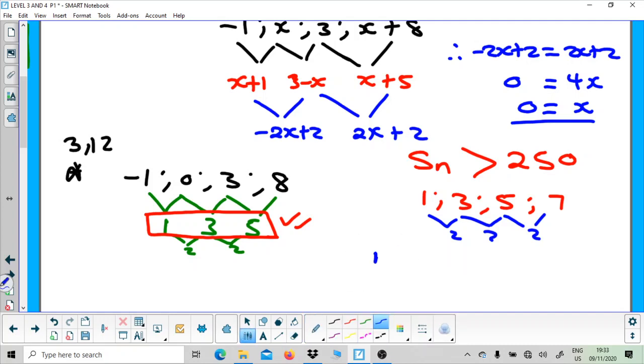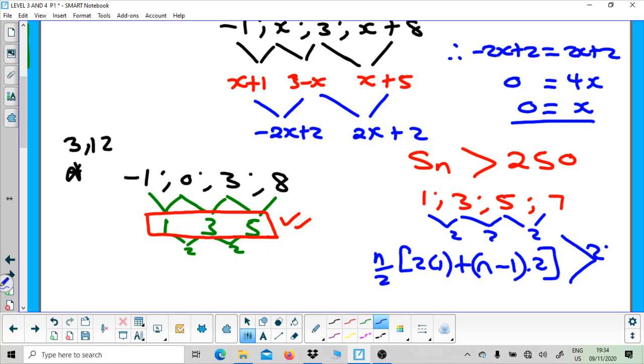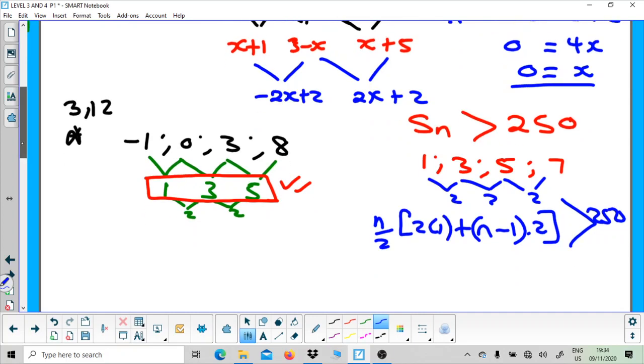So we want n over 2 times 2a, in this situation a is 1, plus n minus 1 d. We don't know what n is, but we know d is equal to 2. We want this to be greater than 250. We want the n value that will make that greater than 250 for starters. Let's go and find it out.